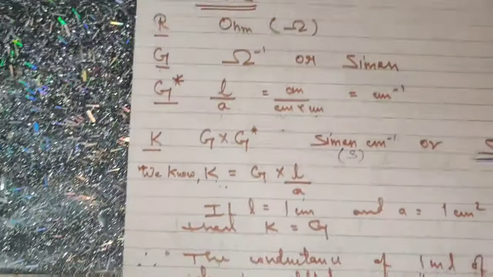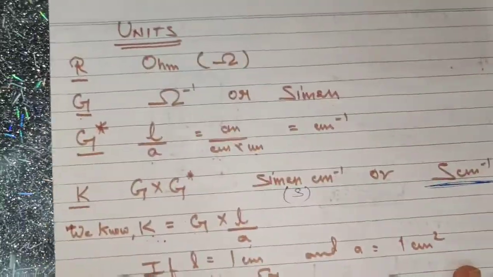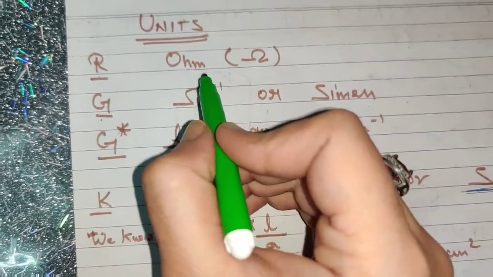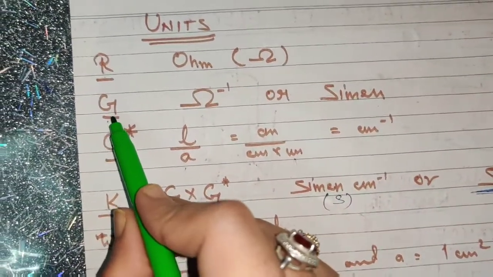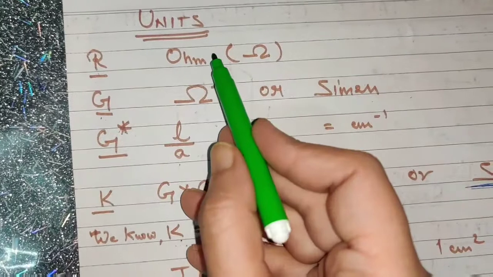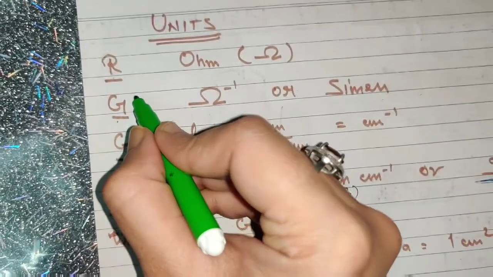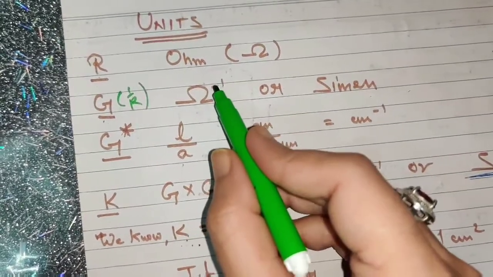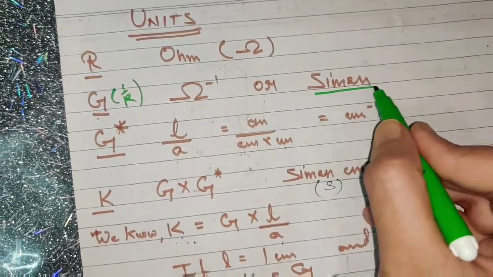Now moving on to the units, which is again very important. You know the unit of resistance is ohm. Now what is the unit of conductance? Since it is the reciprocal of resistance, obviously it can be written as ohm inverse, or it is known as Siemens.